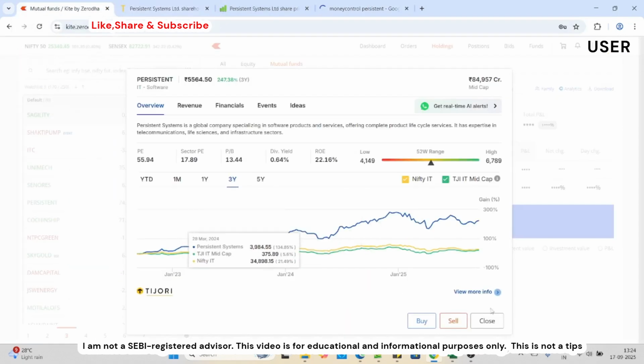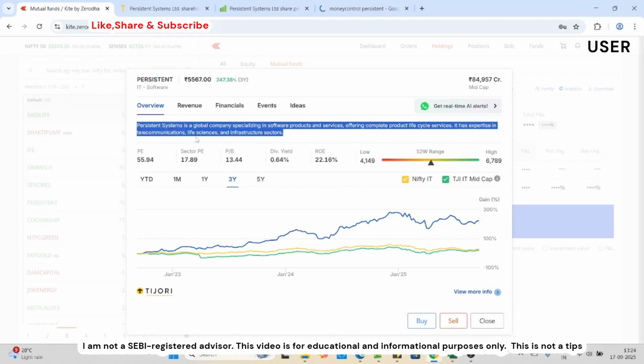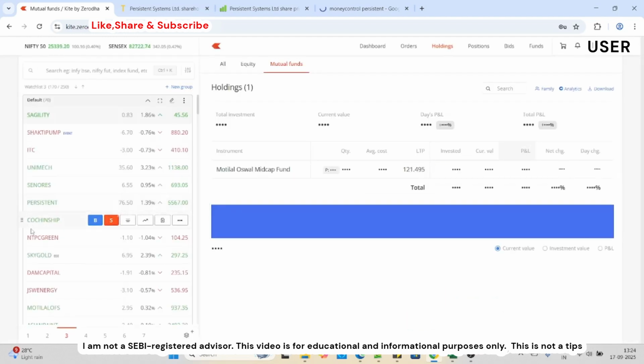Hopefully you got some good idea about Persistent. This is not a stock suggestion, but about how to check the fundamentals of a company. Thank you.